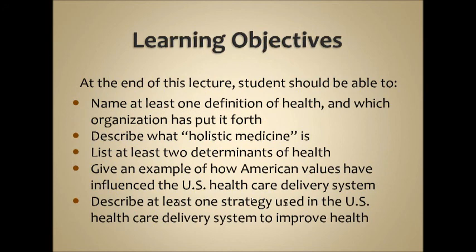Now we have reached the end of this lecture, and you should be able to name at least one definition of health and which organization has put it forth. Describe what holistic medicine is. Give at least two determinants of health. Give an example of how American values have influenced the U.S. healthcare delivery system. And finally, you should be able to describe at least one strategy used in the U.S. healthcare delivery system to improve health.